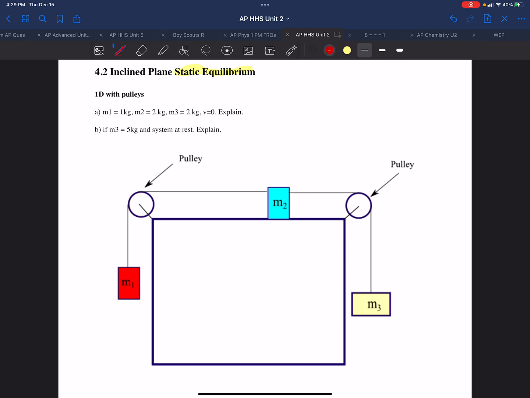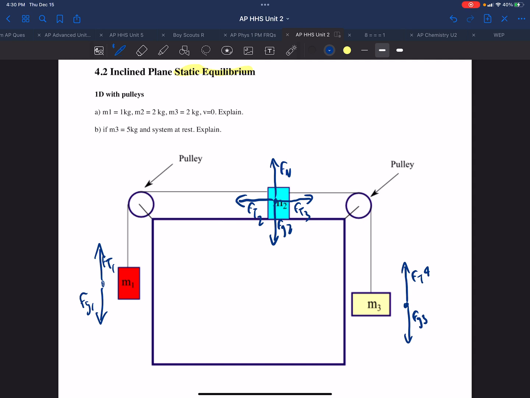If we draw the free body diagrams for all of these objects, we have M1 with its Fg1, and we'll call this the force of tension 1. Then we've got M2, which has the force of gravity 2 and the force normal. And there is a force of tension 2 and a force of tension 3. And then we look at mass 3. There is Fg3 and the force of tension 4.